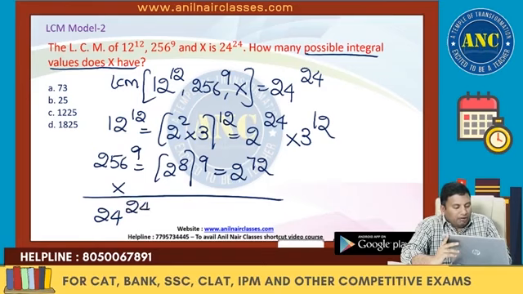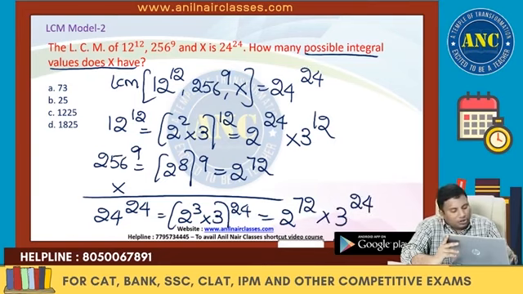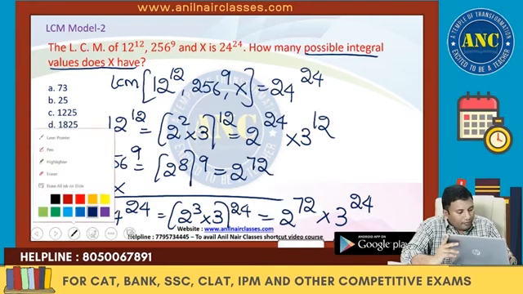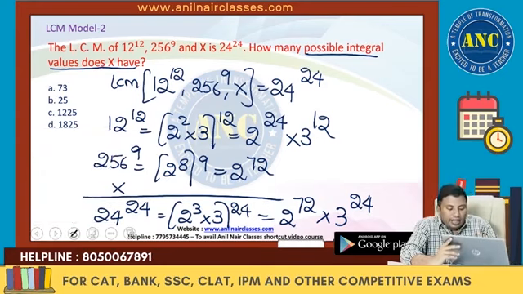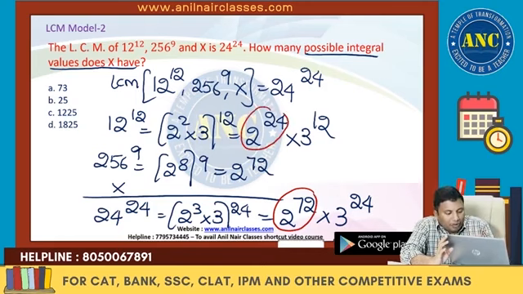24 power 24 is 2 cube into 3 power 24, so it is 2 power 72 into 3 power 24. Haritha, listen carefully, you will understand it here. Now see here, it is 2 power 72. Check whether it is present in any of the first two numbers. Not present. So x can take any value from 0 to 72.